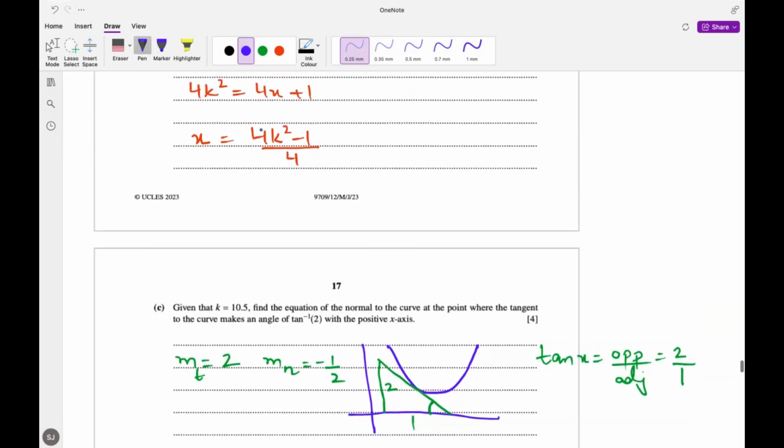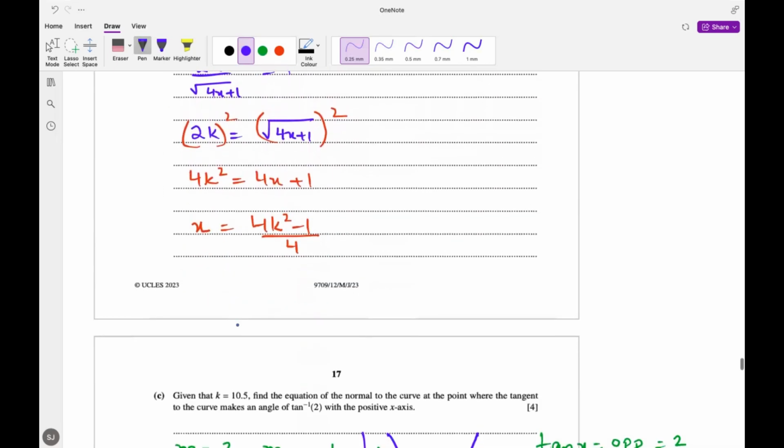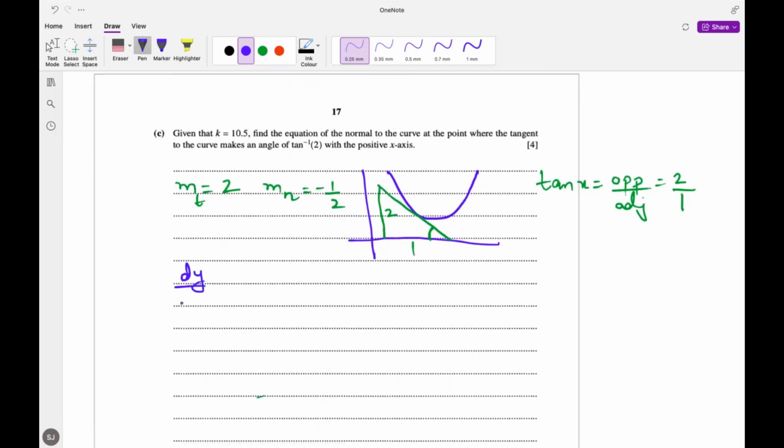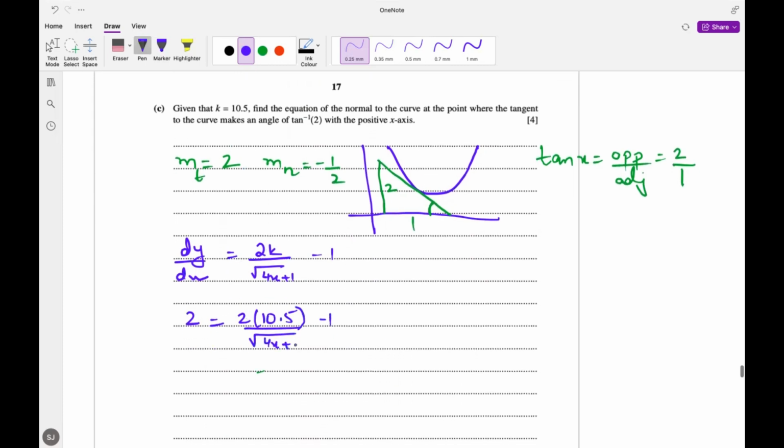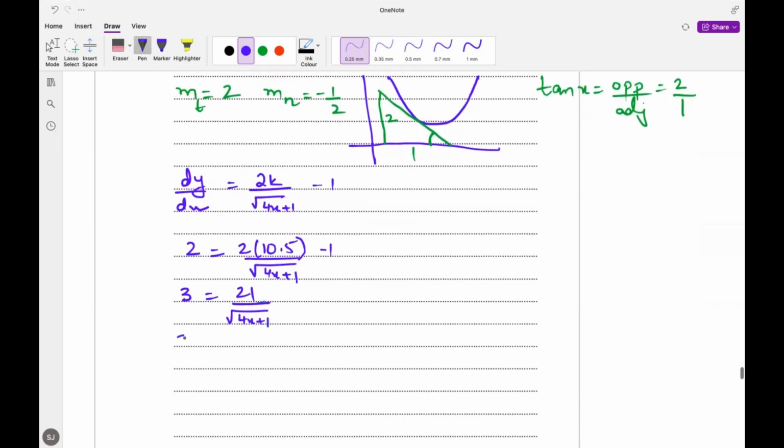So dy/dx we know was given as 2k upon square root of 4x plus 1 minus 1. In place of dy/dx, we'll write 2, and the k value is 10.5. So this will be 2 equals 10.5 times 2, that is 21, upon square root of 4x plus 1 minus 1. Taking the 1 on the other side, we get 3 is equal to 21 upon square root of 4x plus 1. Cross multiplying, we get 3 square root of 4x plus 1 equals 21.